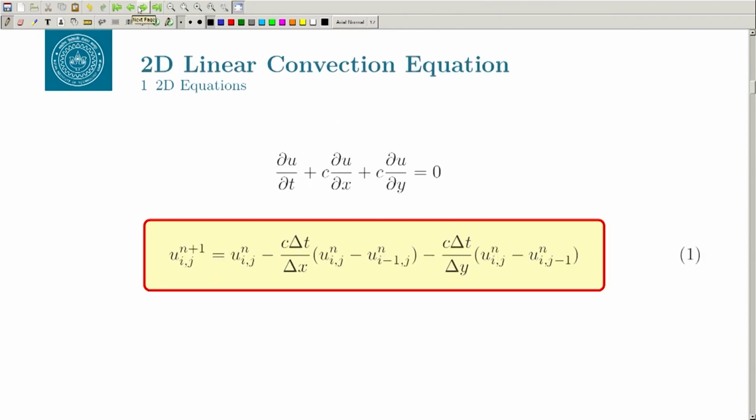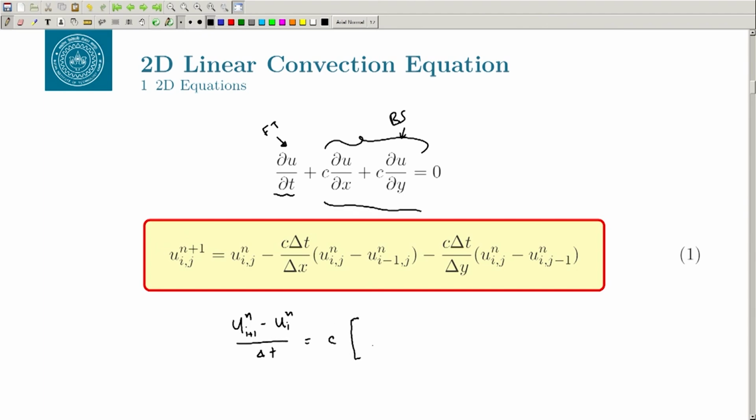The approach remains the same. We will use forward in time for the time scheme, and backward in space, considering that our convection speed is positive, for both the spatial directions. If you do that, this can be written as u i plus 1 n minus u i n by delta t, and these portions can be written if you take c as common. I am using c here considering the linear convection, but you can also have u, and if you have v, then you can use v also.